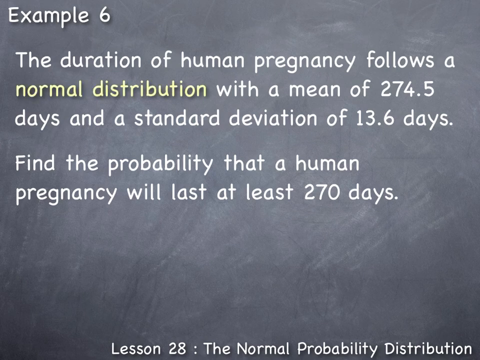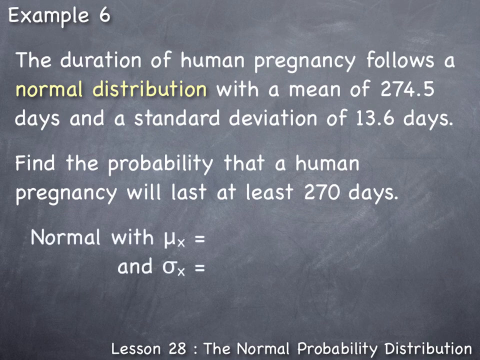Well, here we're told that the duration of human pregnancy follows a normal distribution. To completely describe a normal distribution, we need to know the mean, mu sub x, and the standard deviation, sigma sub x. The problem tells us that the mean duration of pregnancy is 274.5 days. Thus, mu sub x equals 274.5. And we're also told that pregnancies have a standard deviation of 13.6 days. Thus, sigma sub x equals 13.6.